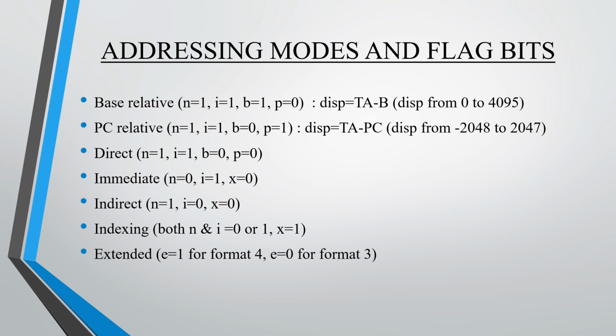So, addressing modes and flag bits. Base relative has n equal to 1, i equal to 1, b equal to 1, p equal to 0, and the equation for its displacement is target address minus base, where displacement is from 0 to 4095. Same as PC relative, direct, immediate, indirect, indexing. In extended, e is equal to 0 for format 3, and e is equal to 1 for format 4.